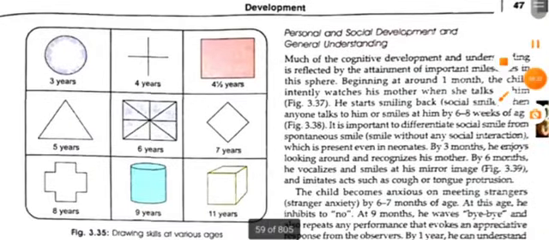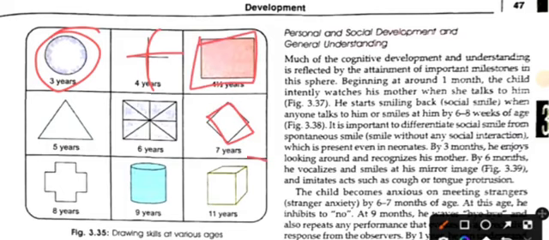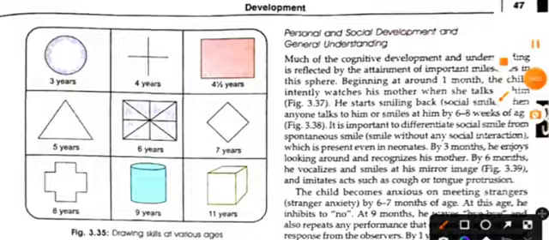So these are the drawing skills at different stages of a child. At 3 years of age can draw a circle, and this is a drawing of a 4-year-old, and this is of a 4.5-year-old. This is 7, this is 11, and this is 9, and 8, 5, 6. These are the drawing skills at various ages.